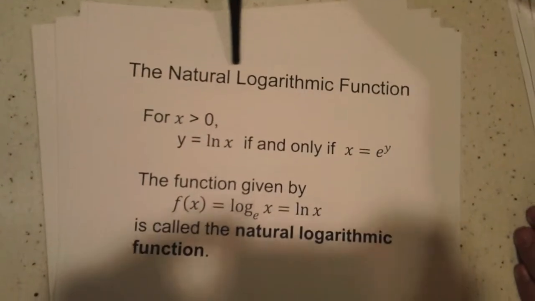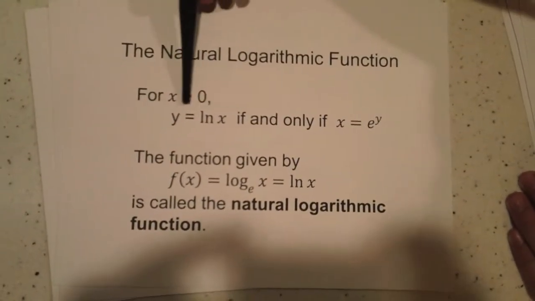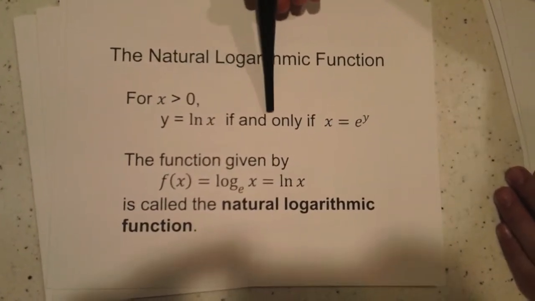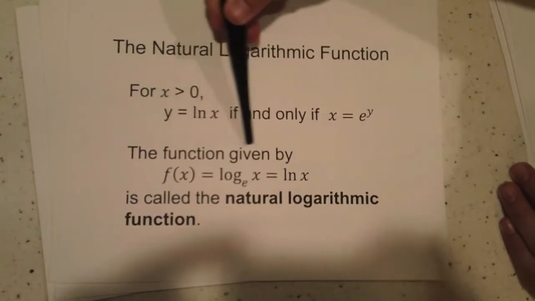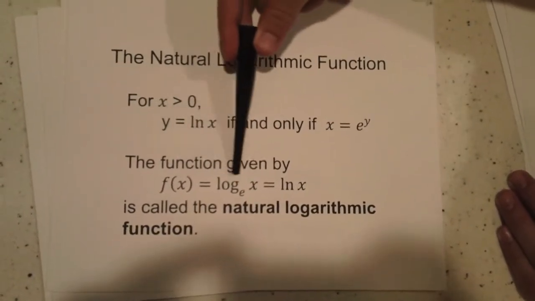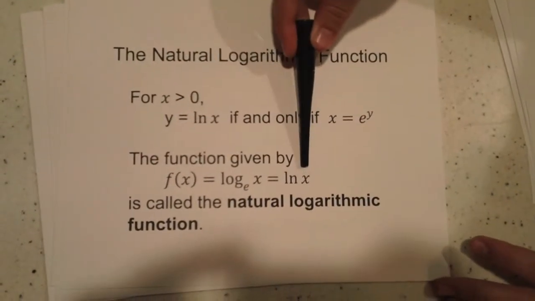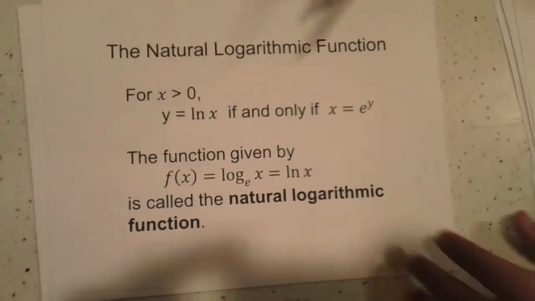The natural logarithmic function. For x > 0, y = ln(x) if and only if x = e^y. The function given by f(x) = log_e(x) = ln(x) is called the natural logarithmic function.